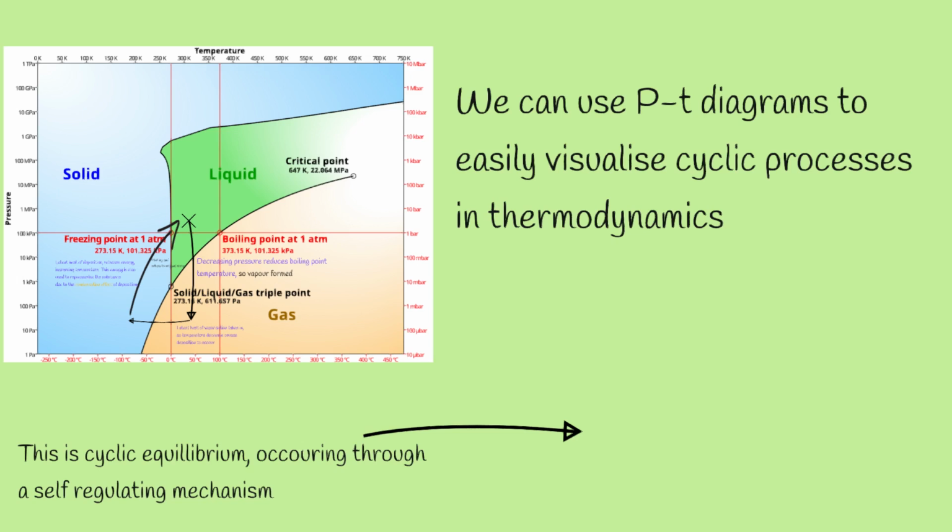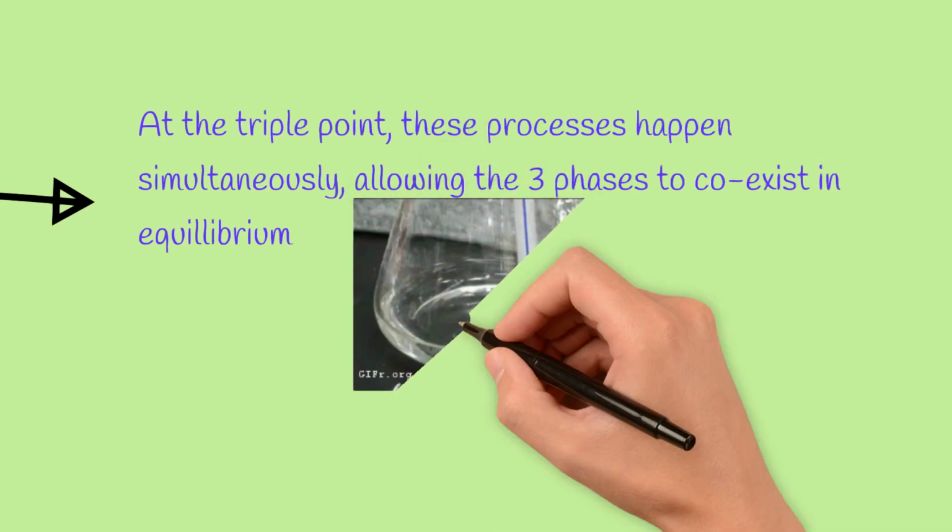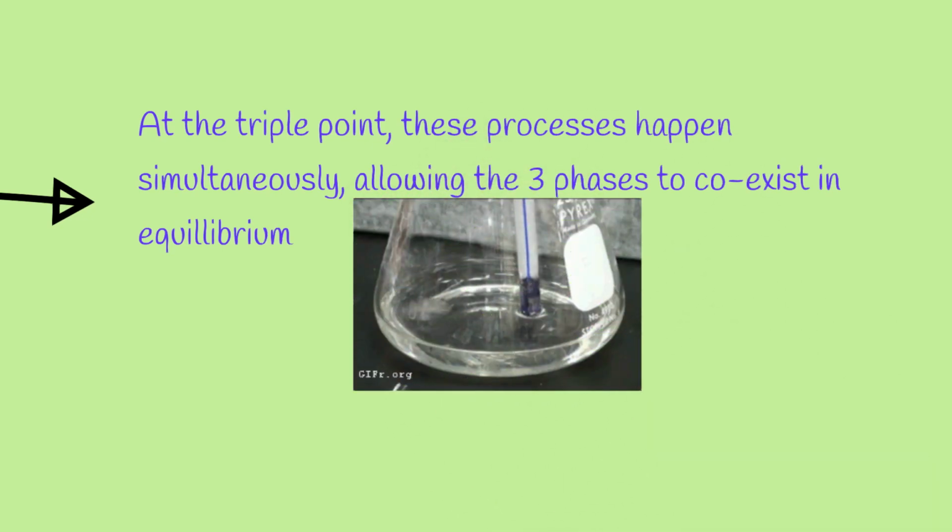Understanding this can help us understand what happens at the triple point, where the temperature and pressure is just right for these processes to happen simultaneously, allowing the three phases to coexist in equilibrium.